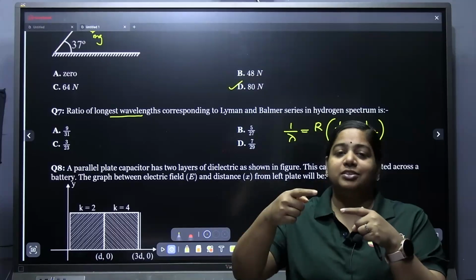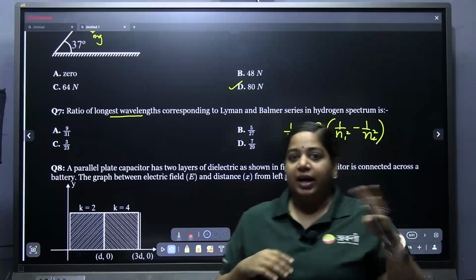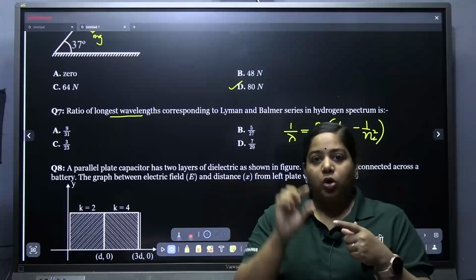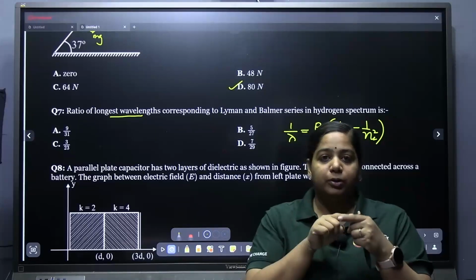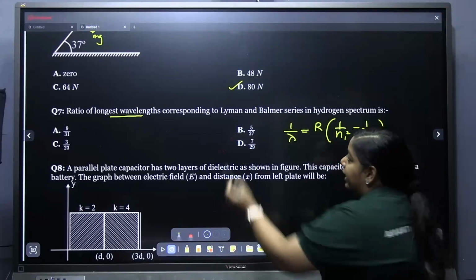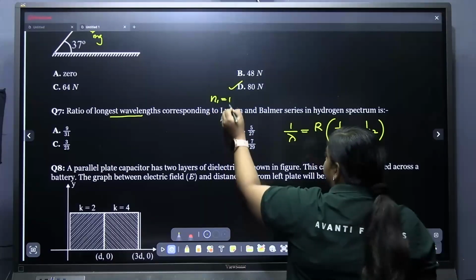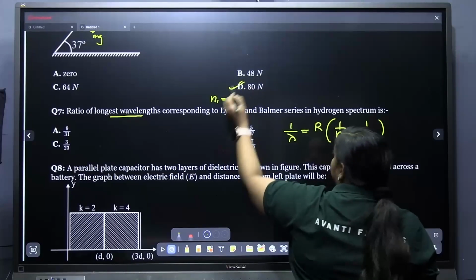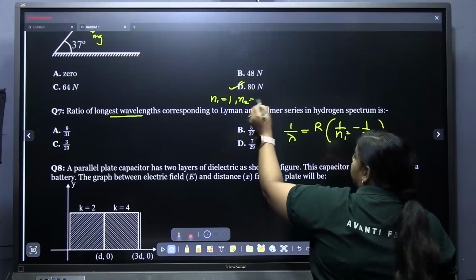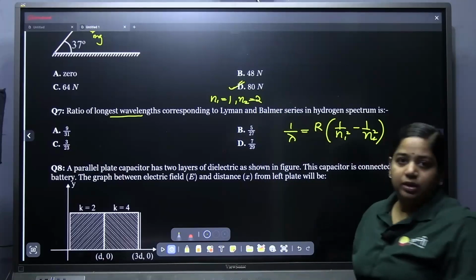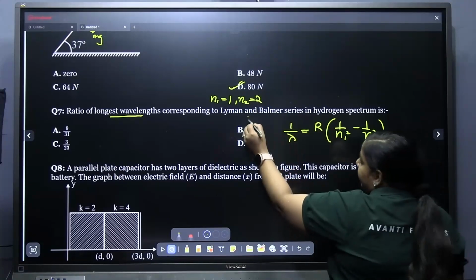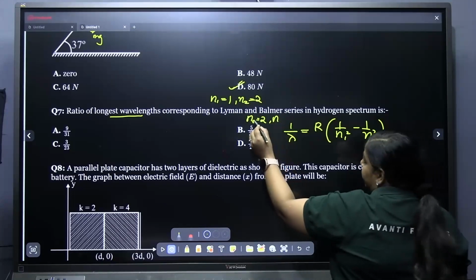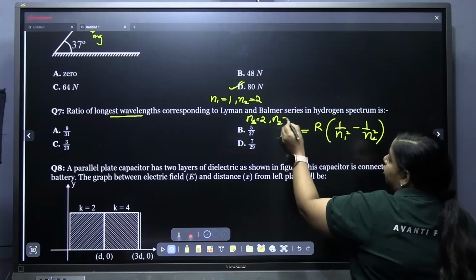orbit to just next orbit, right? Highest energy means from one orbit to infinity they are going. Shortest energy means it is from one orbit to just next orbit. Okay, so for Lyman, N1 is equal to 1, which means N2 will be equal to just next one, that is 2. Okay, for Lyman. For Balmer, N1 is always 2, which means N2 will be 3.